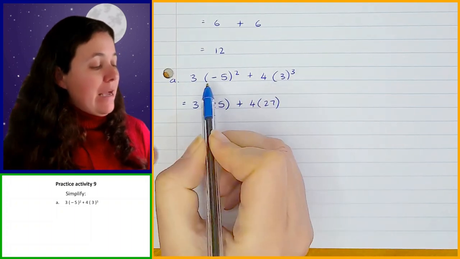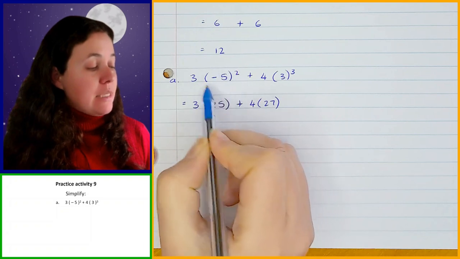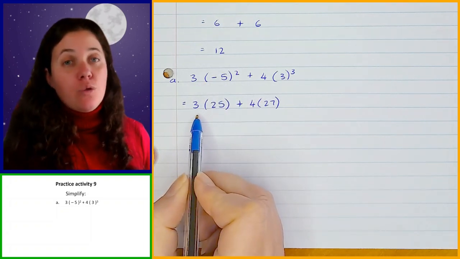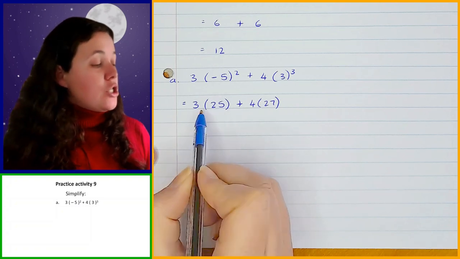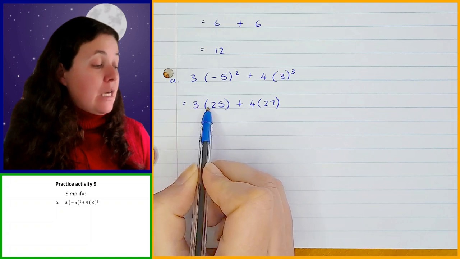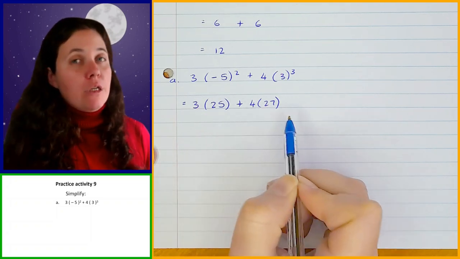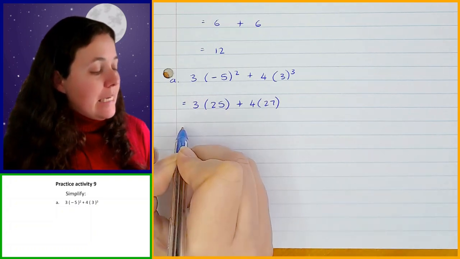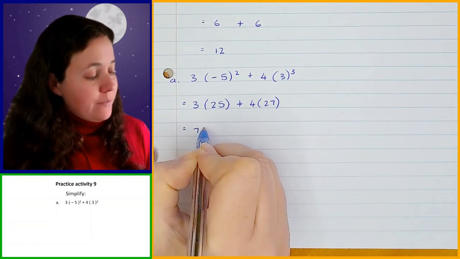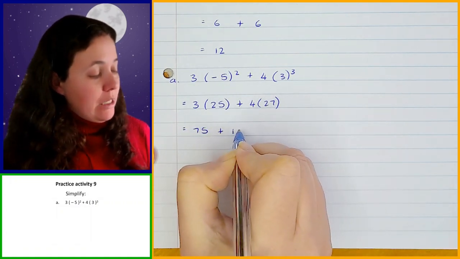Now again, remember, if I have nothing written in between here, it means multiplication. But once I've simplified this, I can't just drop those brackets completely because then it's going to look like I'm writing 325, and that's not going to work. So I need to make sure that I am showing that it is still multiplication, 3 times 25, and over here, 4 times 27, not 427. Okay, now I'm going to go and simplify that. So 3 times 25 is 75, plus 4 times 27 is 108.